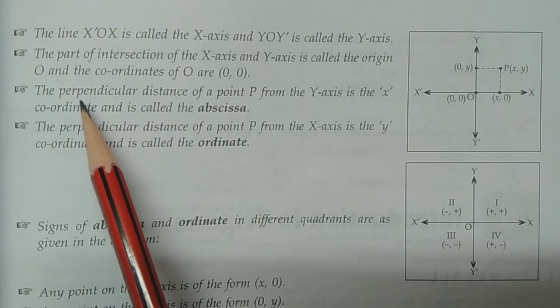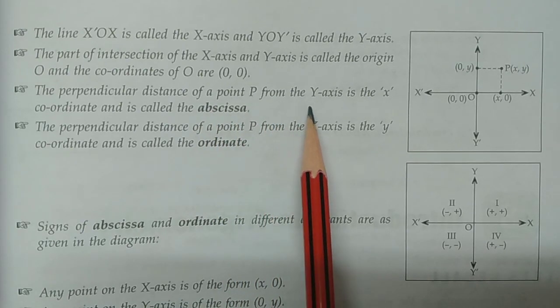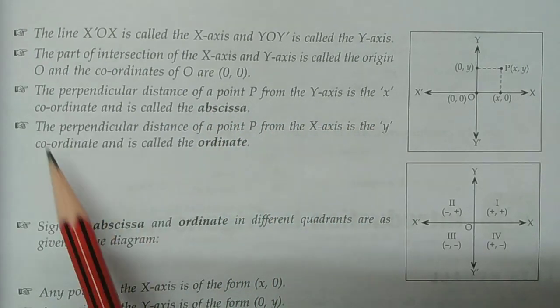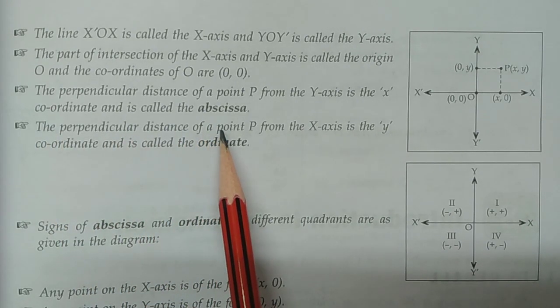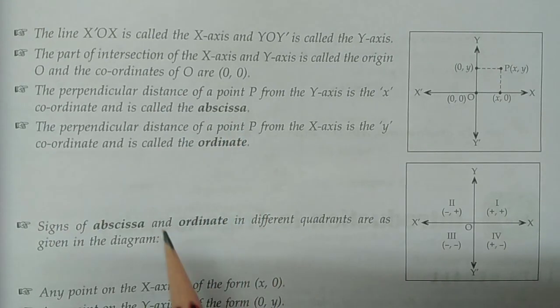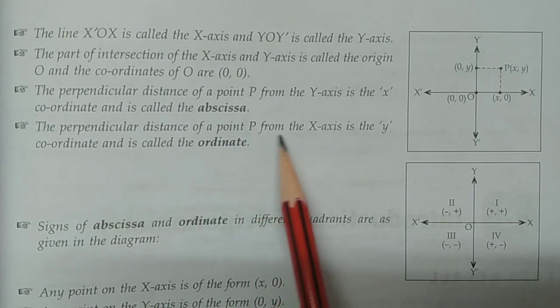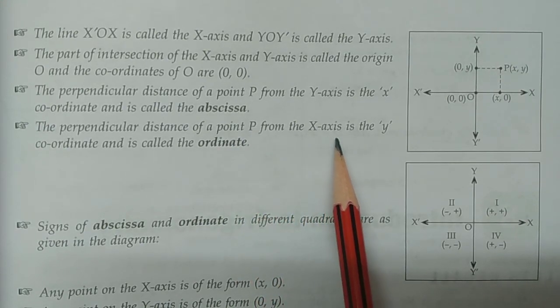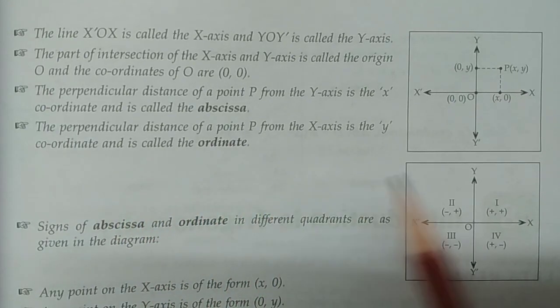Next, the perpendicular distance of a point P from the y axis is the x coordinate and is called the abscissa. Next, the perpendicular distance of a point P from the x axis is the y coordinate and is called the ordinate. You can see here how it's being shown, and in the diagram you also need to understand this.